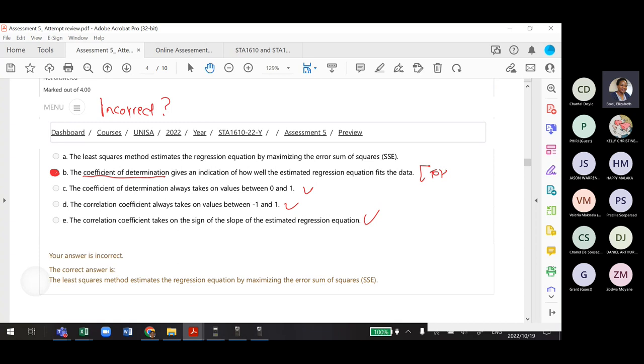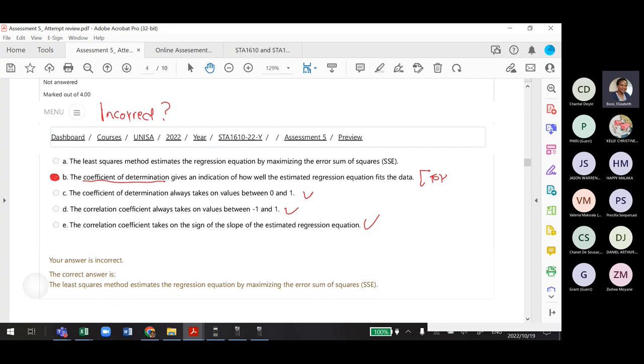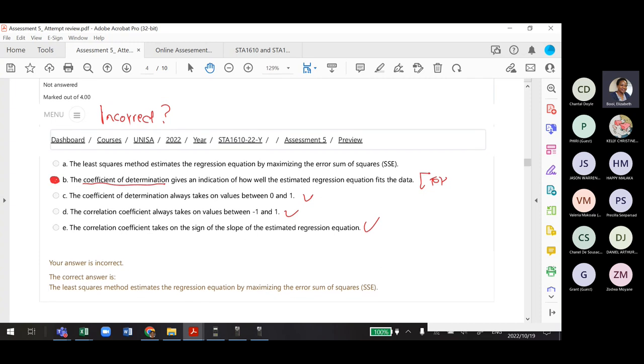But number A is the one that is not correct. The least square method regression equation, that statement is correct. Estimate by minimizing the errors. This is correct. Probably on this question, they had an error with this question. It should be A, because this statement is correct.